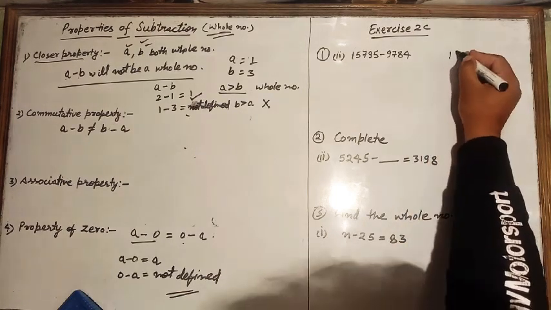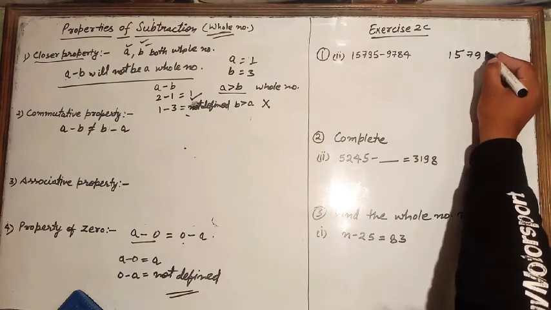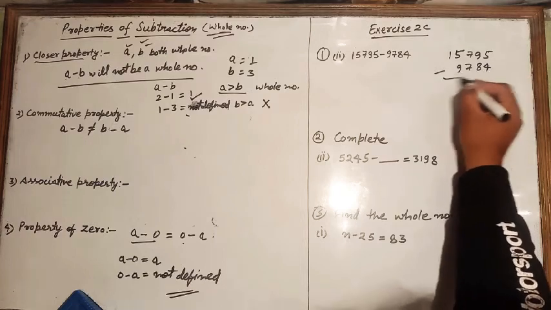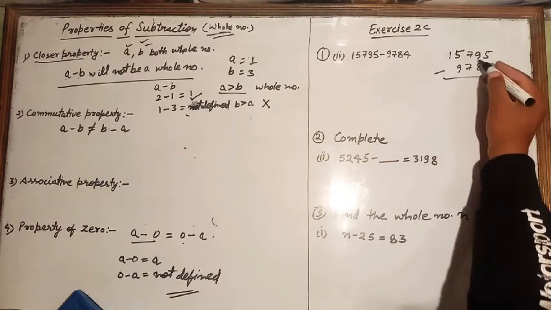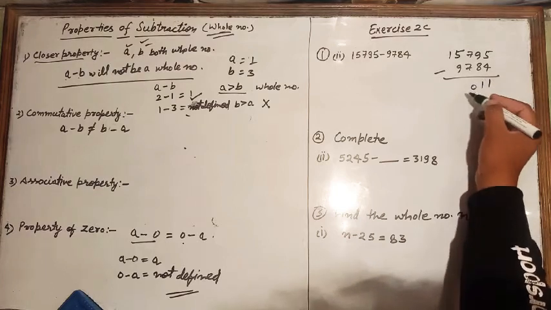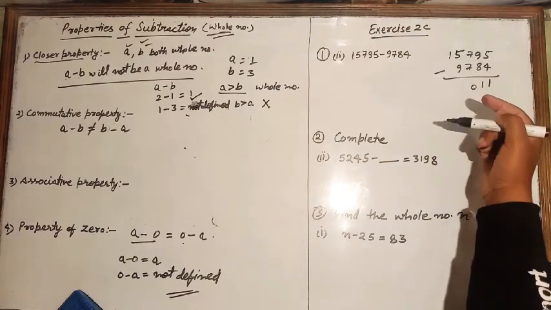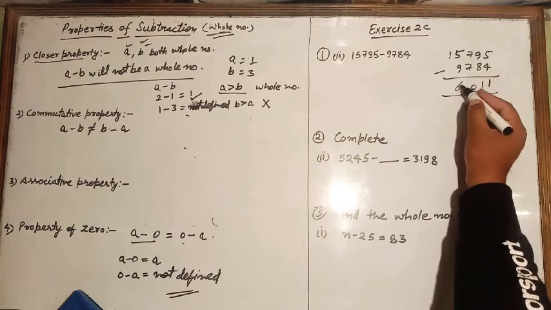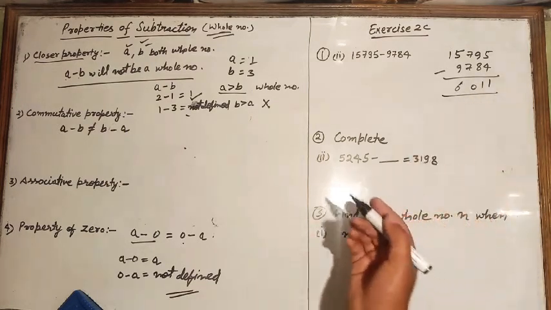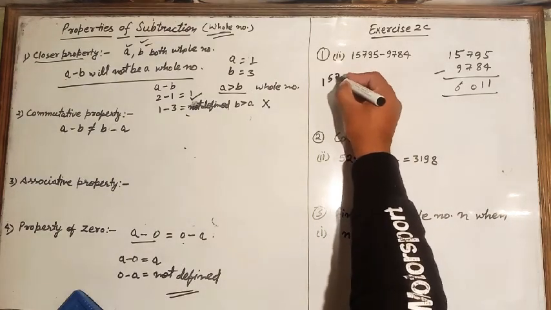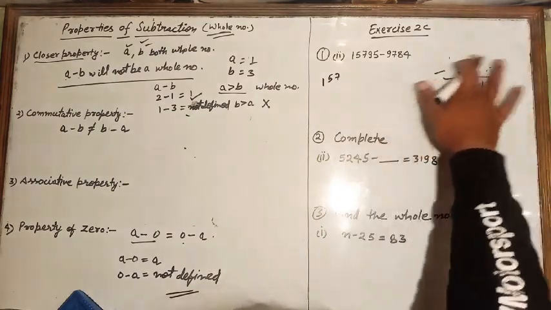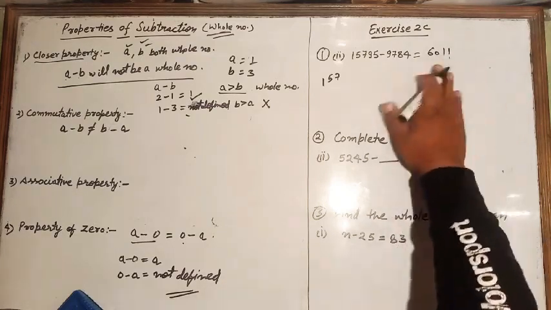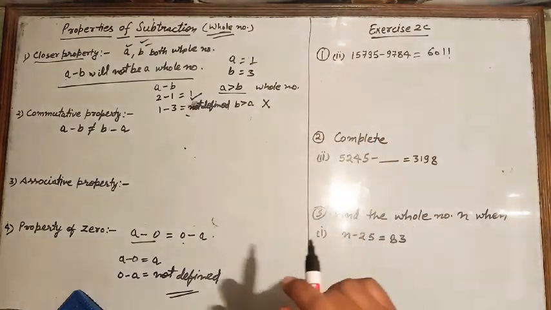See, we can write here 15795 minus 9784. What will be 5 minus 4, 1; 9 minus 8, 1; 7 minus 7, 0; and 15 minus 9, it will be 9 plus 1, 10; 5, 6. It will be 6011. So our result is 6011. Now we have to check whether our result is correct or not.